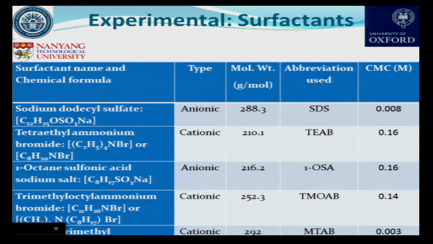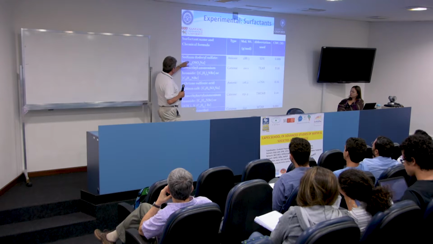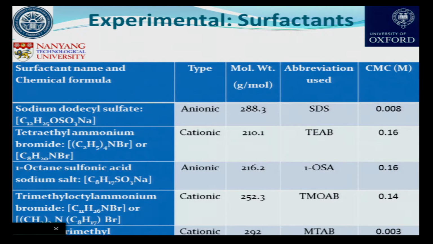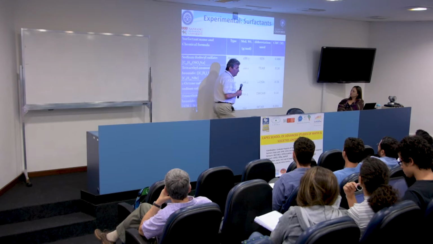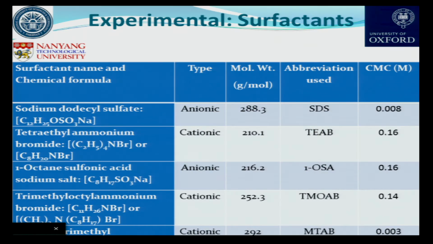So in this study, we used a range of different kinds of surfactants, and I've tried to give you some details. So here, for instance, I've got sodium dodecyl sulfate, which is an anionic surfactant. It has a quite high molecular weight, and it has quite a low CMC, so critical micelle concentration. On the other hand, I've got this. This is cationic. So this is tetraethyl ammonium bromide. And this has a slightly higher CMC. So if we use a higher micelle concentration, it means that we probably will have a higher osmotic pressure. But on the other hand, a higher concentration means it may be more toxic, and it may have a greater tendency to diffuse across the membrane.